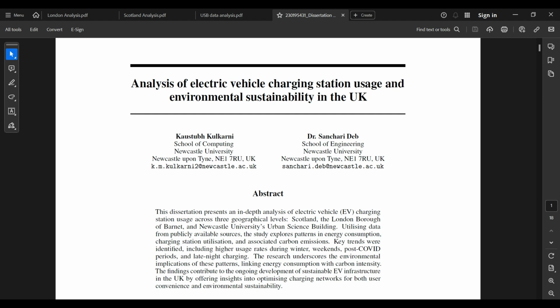Hello, I'm Kaustubh Kulkarni, and my dissertation project is the analysis of electric vehicle charging stations usage and environmental sustainability in the UK.